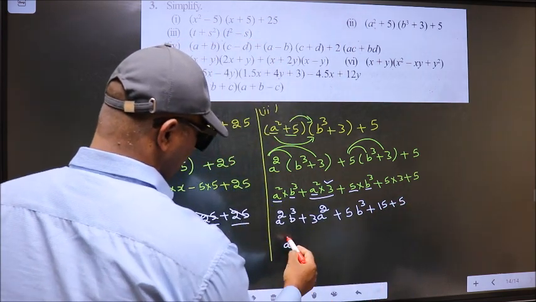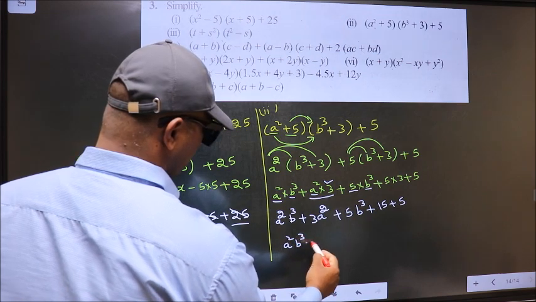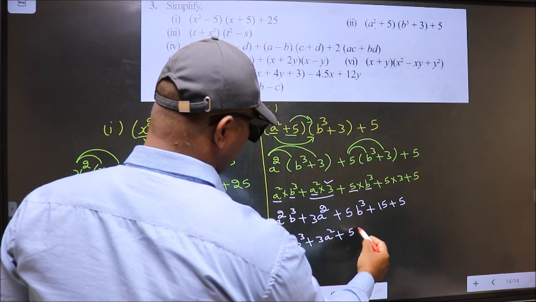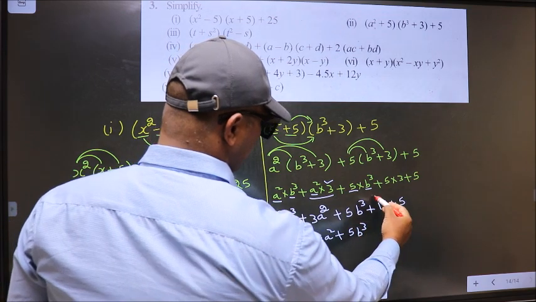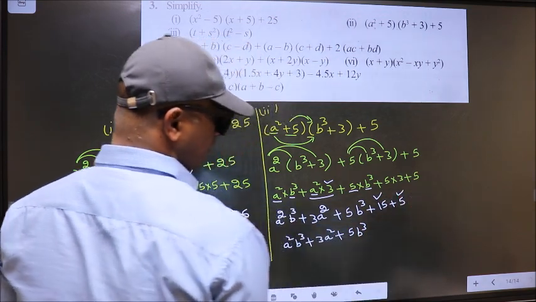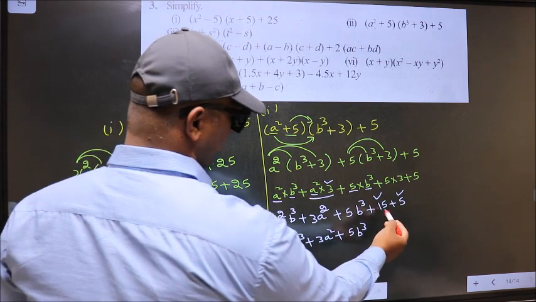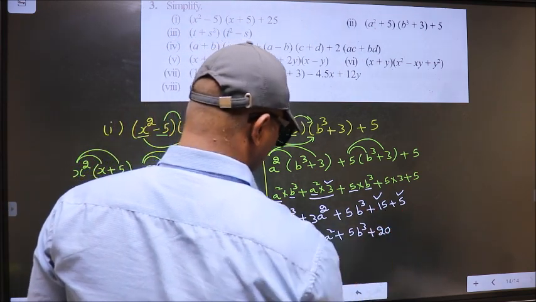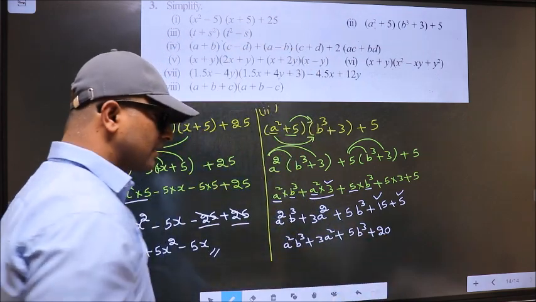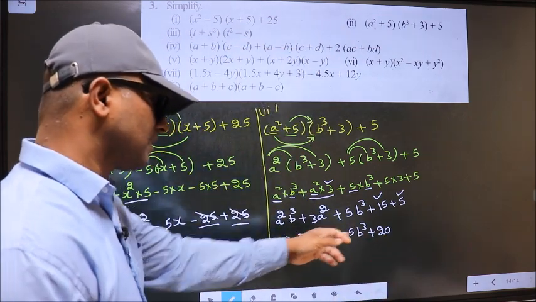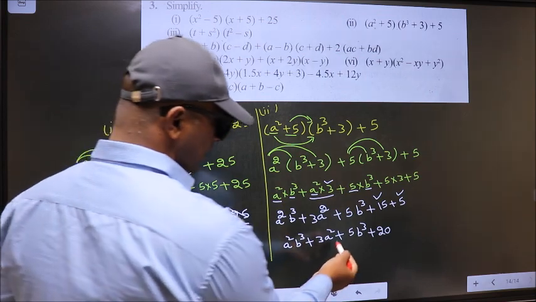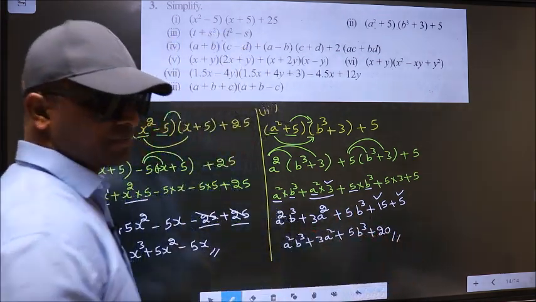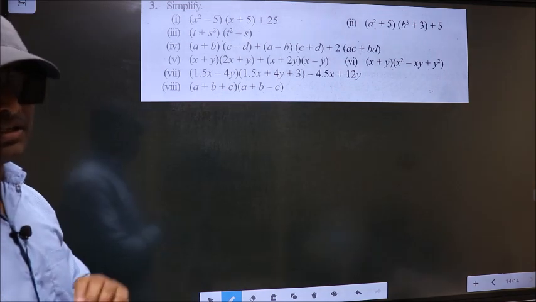Now a square b cube plus 3a square plus 5b cube. Now these two are constants or numbers. Plus 15 plus 5 is plus 20. We don't have any other like terms in this expression, so this cannot be simplified further, so this is our answer. Now third bit.